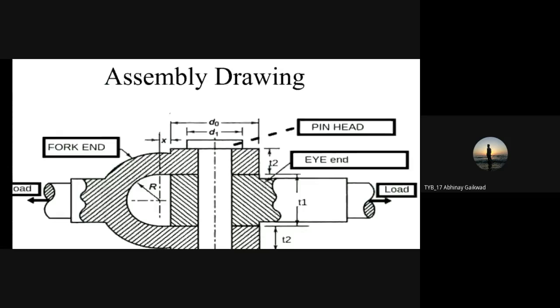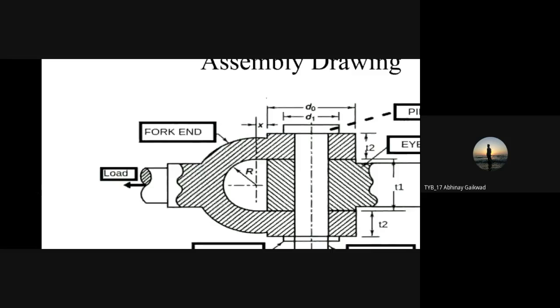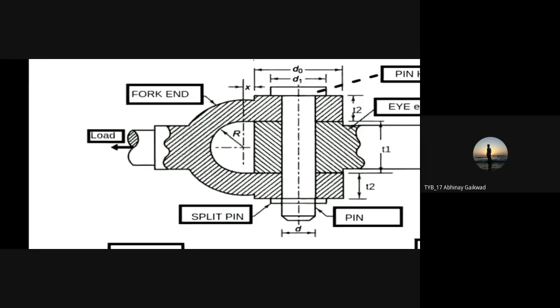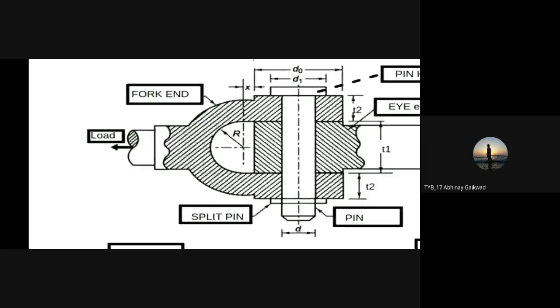Okay, so the fork end has been modified and it is further connected with the single eye section. Now here you can see the fork end. The radius which has been provided to the fork end, that nomenclature we are going to use as R. Next we are going to see the dimensions of that fork end. So D0 is the outer diameter of that fork end or double eye section.